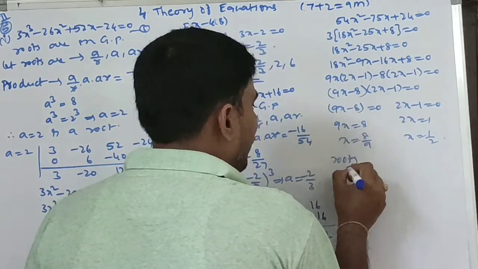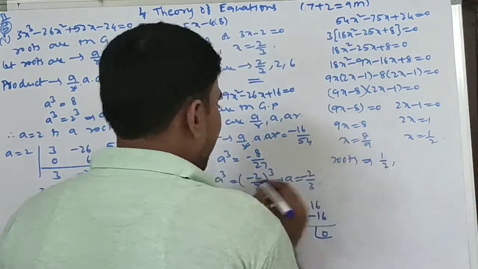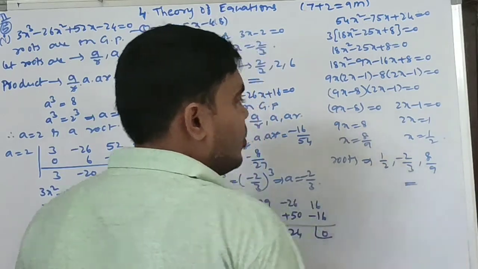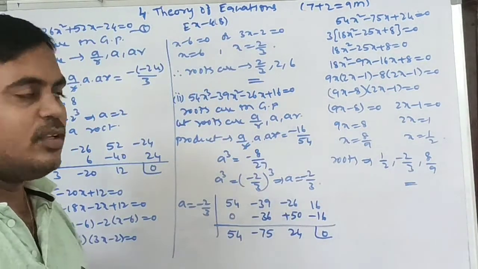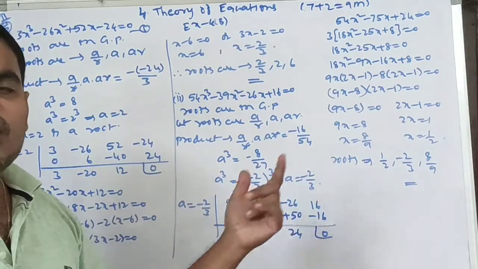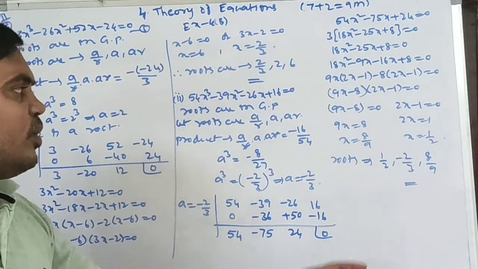These are the roots. So this is the middle root. So 1 by 2, 2 by 3, 8 by 9. So this is the answer. So these roots are in GP. If you find a common ratio, the ratios are equal. So it is in GP.